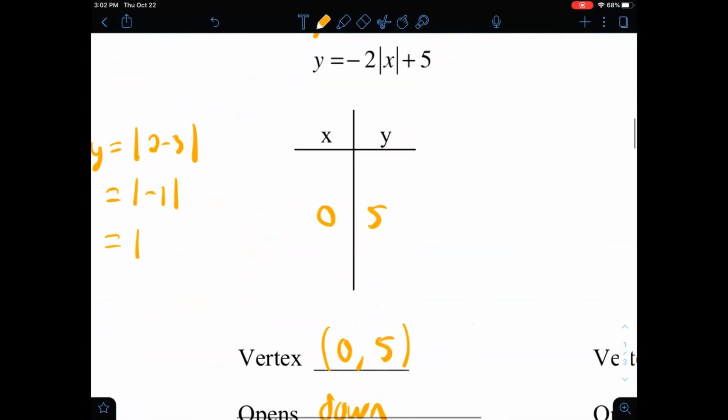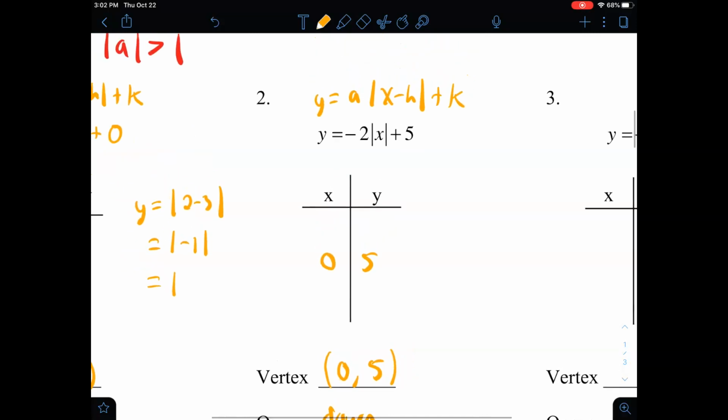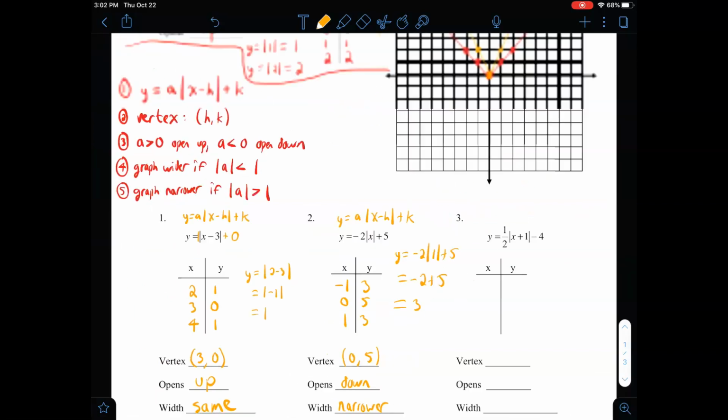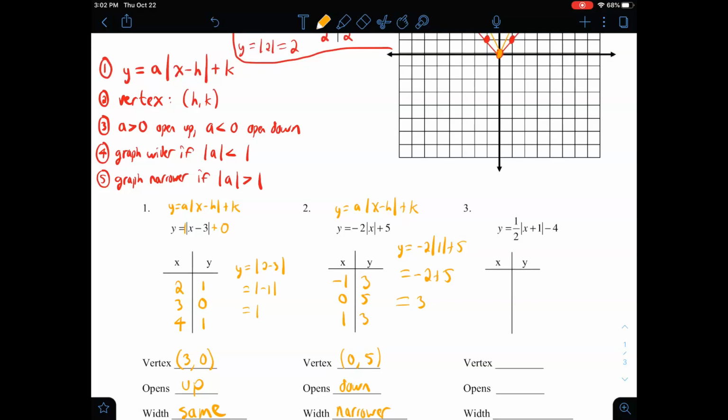Okay, all right, so back to this. It's going to be narrower, and we're going to check it. The numbers to the left of 0 and to the right of 0 are negative 1 and 1. Let's plug in 1 because that one's a little bit easier. So y equals negative 2 times the absolute value of 1, plus 5. The absolute value of 1 is 1, since 1 is 1 away from 0. We've got negative 2 plus 5, which equals 3. So these should both be 3 if you plug them in correctly.